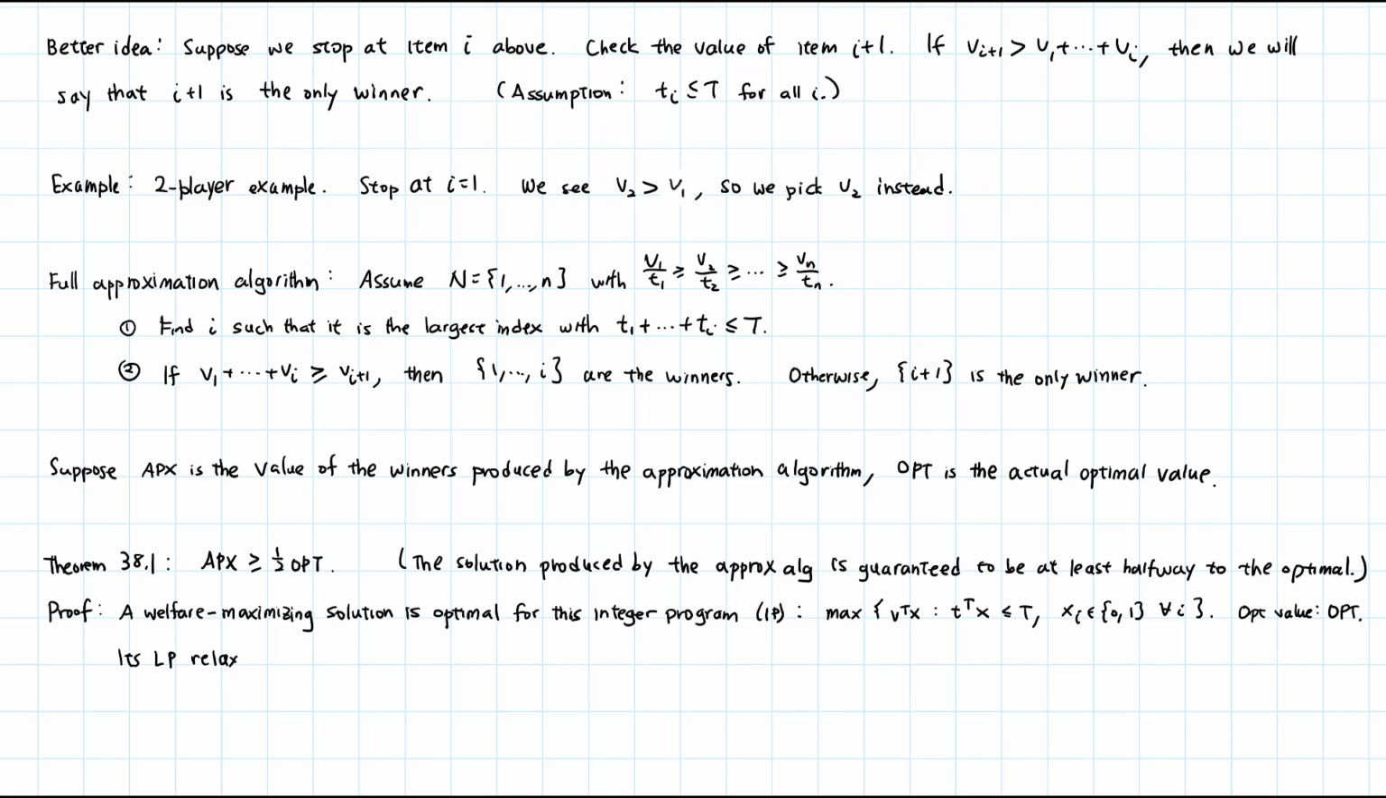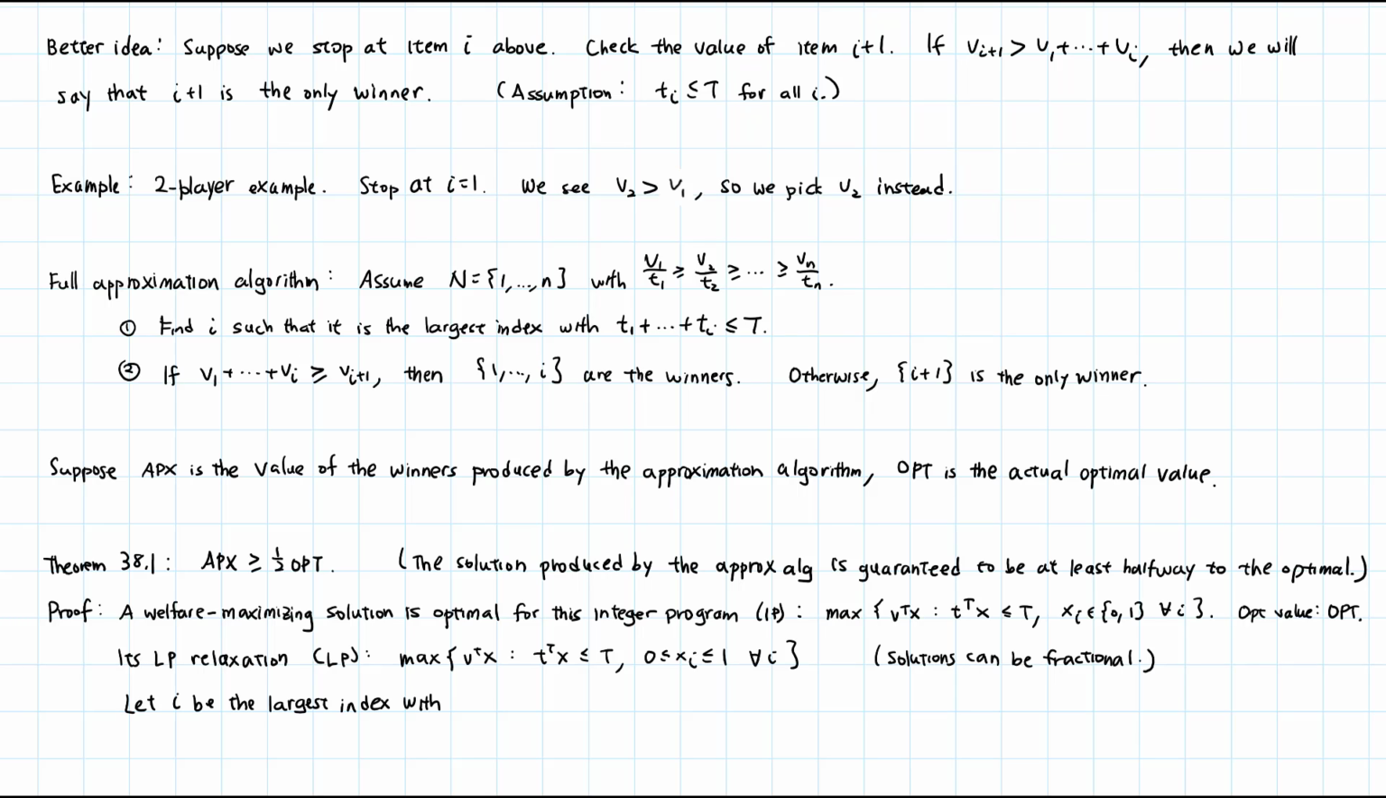Its LP relaxation is the same thing, except now x_i is between 0 and 1. So now solutions can be fractional. We let i be the largest index with the sum of t_1 to t_i at most T. This is the i produced by the algorithm.